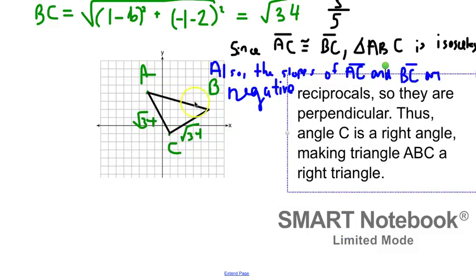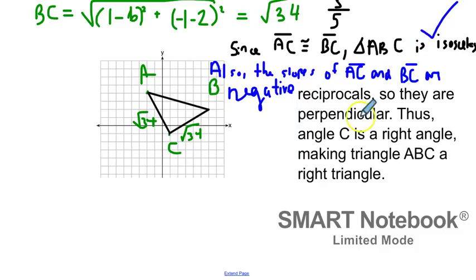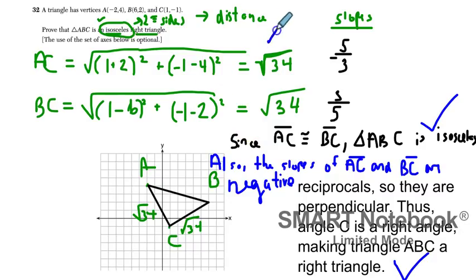There we go. So I've explained why it's isosceles. Check, I've explained why it's a right triangle. I have my work to back it up. Therefore, I've proven that this is an isosceles right triangle. Yay.